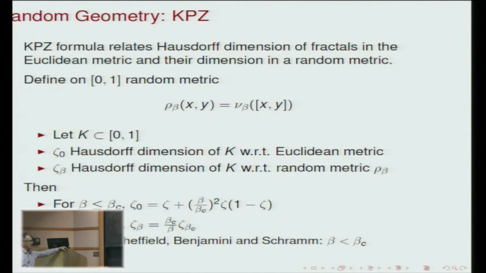So when beta is less than beta critical, this was the formula proved for this Mandelbrot case by Benjamini and Schramm, and for the two-dimensional free field by Duplantier and Sheffield. And when you go to the critical point and beyond, things still make sense, and this works until the critical point, and after that the Levy process just does a simple rescaling. Okay, so that's the KPZ relation.